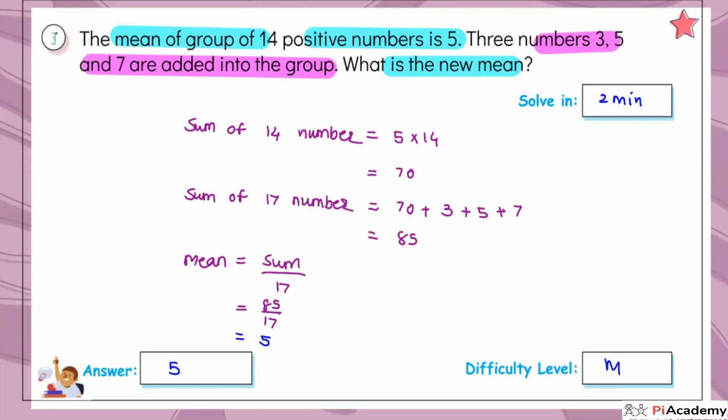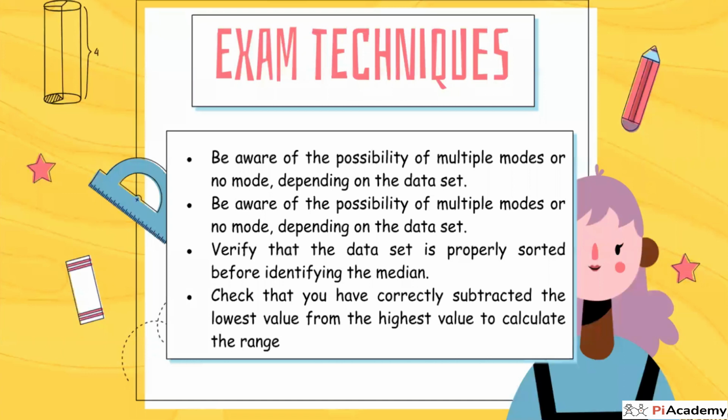Fine. So let's talk about some exam technique. Be aware of the possibility of multiple modes or no mode. Okay, so this is also a possible thing. If someone asks you what is the mode value, there can be 2 or more modes, or you can say no mode. This type of situation can be possible. This is already clear.